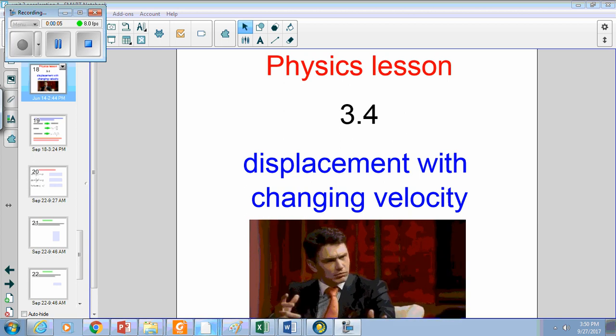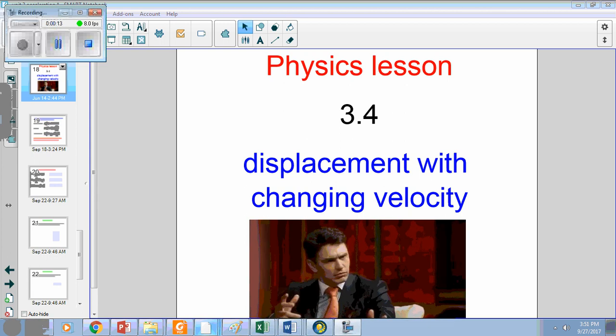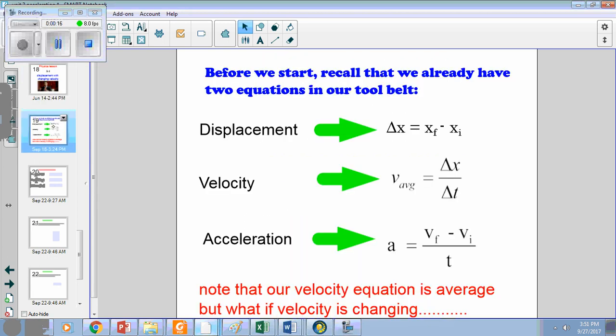Excellent. 3.4 physics lesson. Last one in this chapter. We're almost through it. Okay. Displacement with changing velocity. So initially, we have these equations.